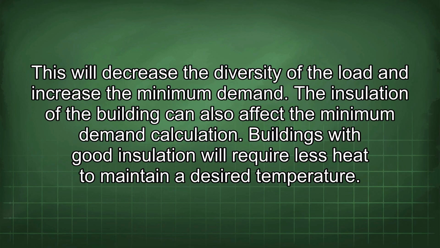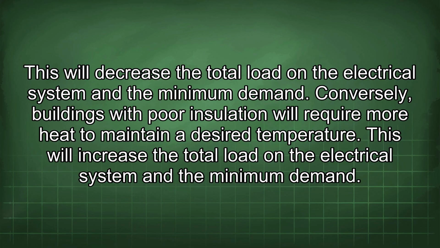The insulation of the building can also affect the minimum demand calculation. Buildings with good insulation will require less heat to maintain a desired temperature. This will decrease the total load in the electrical system and the minimum demand. Conversely, buildings with poor insulation will require more heat to maintain a desired temperature. This will increase the total load in the electrical system and the minimum demand.